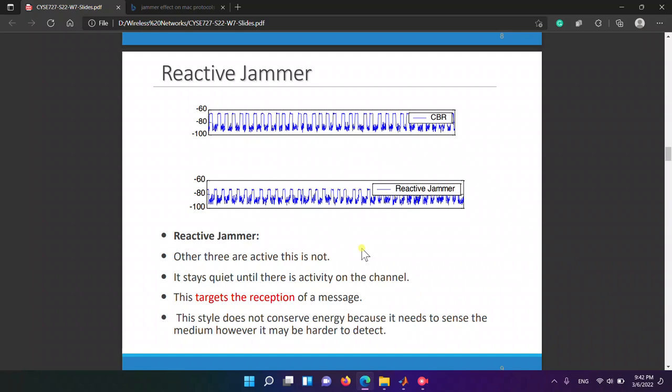This targets the reception of a message. Okay, this style does not conserve energy because it needs to sense the medium. However, it may be harder to detect. It may consume more energy because it has to keep checking the medium. As soon as a packet is in the medium, right away it works. But the idea is that it's really hard to detect.